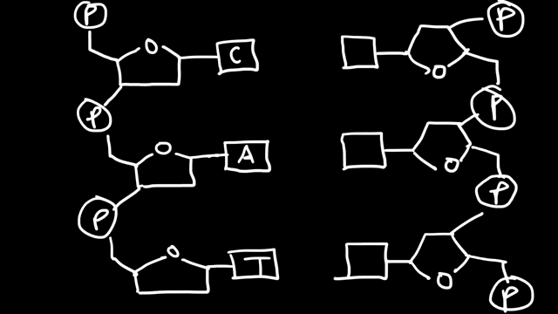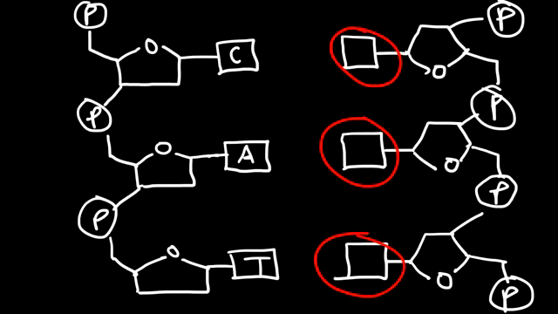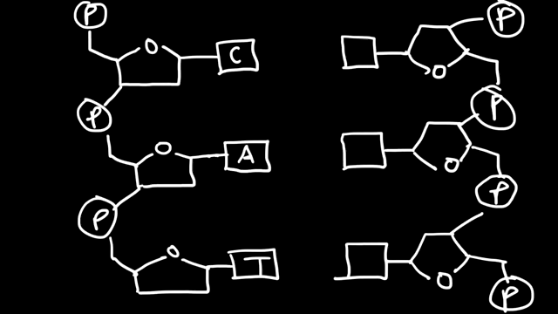So, what bases will go in these boxes? Now, what you need to know is that C, cytosine, will always pair up with G, guanine. So we need to put G inside this box. Adenine, A, will always pair up with thymine in DNA. And T will pair up with A.